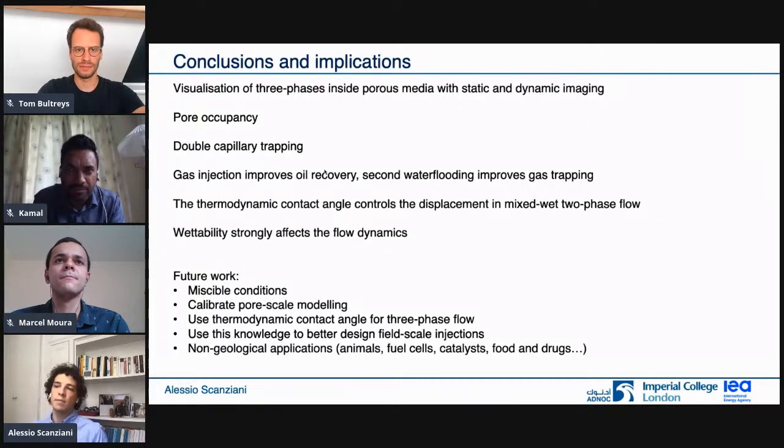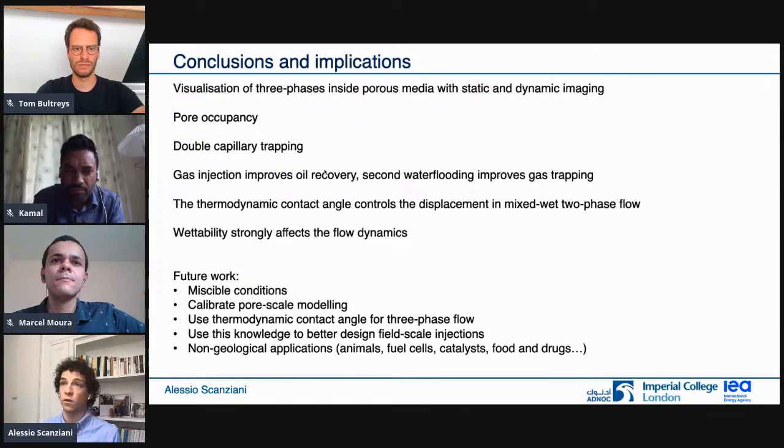We saw that the thermodynamic contact angle controls the displacement in mixed-wet two-phase flow, and that wettability strongly affects the flow dynamics, influencing which phase is displacing which during the injections. As future work, we can look at the miscible condition. We can use this result to calibrate pore-scale modeling. We can use the thermodynamic contact angle that we have used for two-phase flow and expand it to three-phase flow.